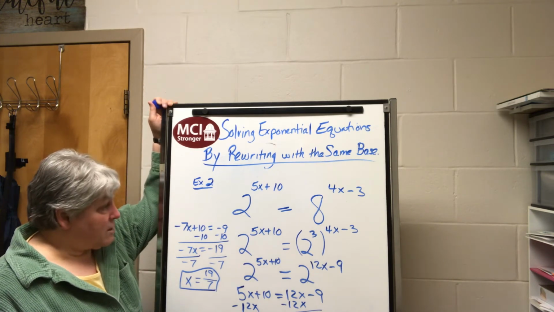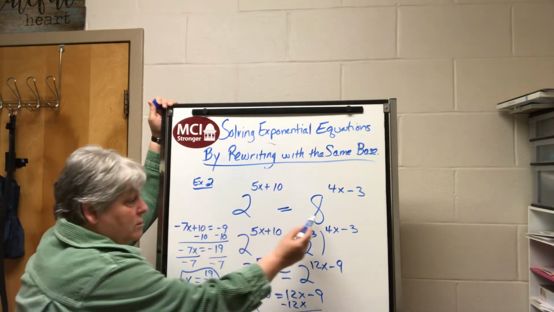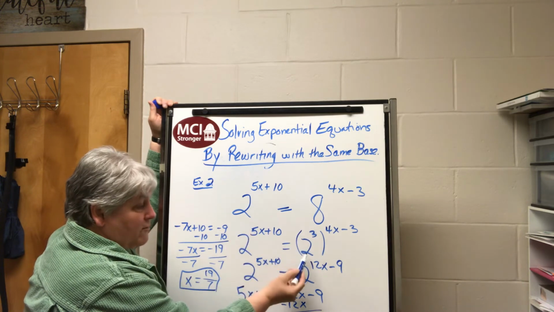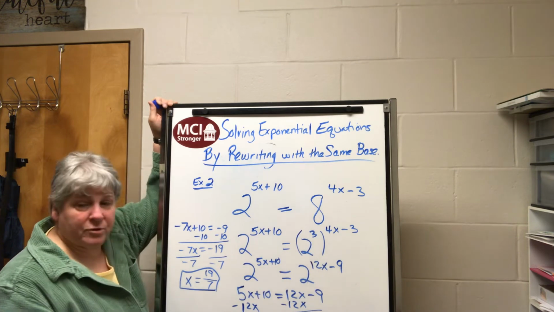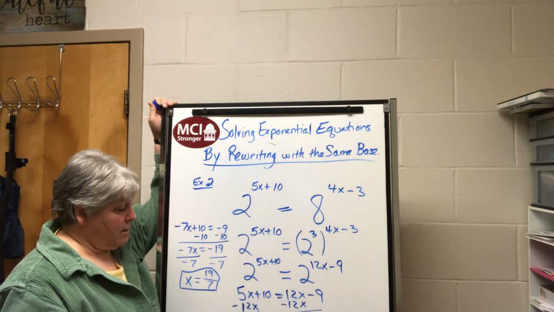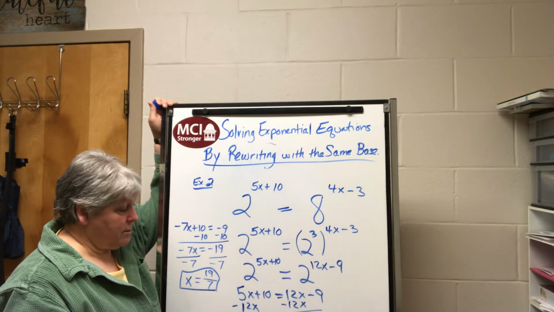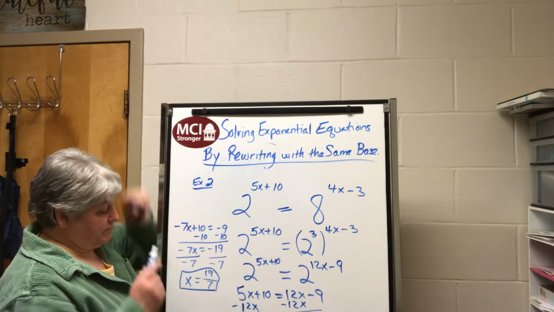So that's how you handle it when these do not look alike. You look for a way to rewrite with the same base. I knew of a way to write 8 as 2 to a power. And then I carried out the calculation.